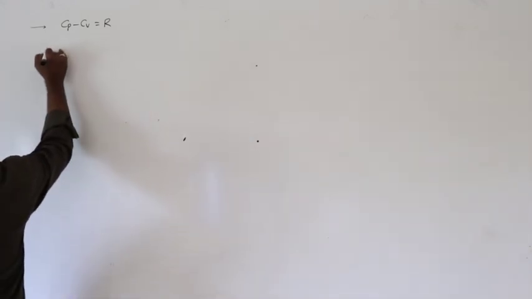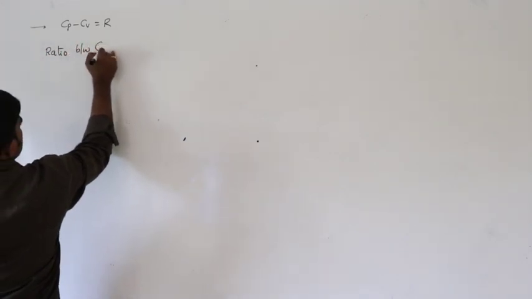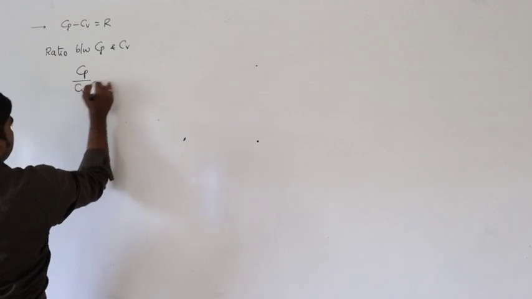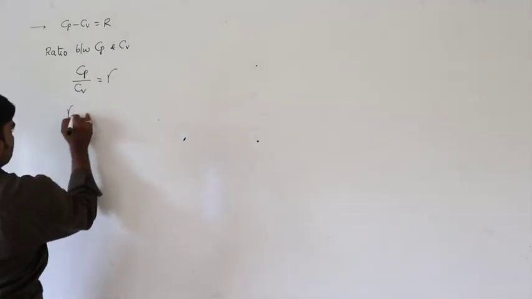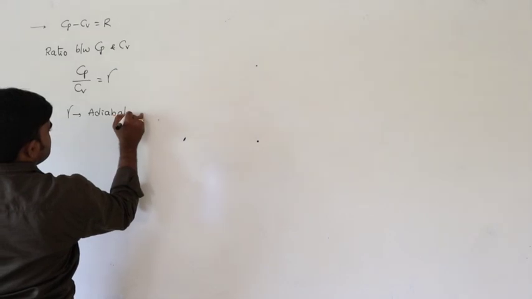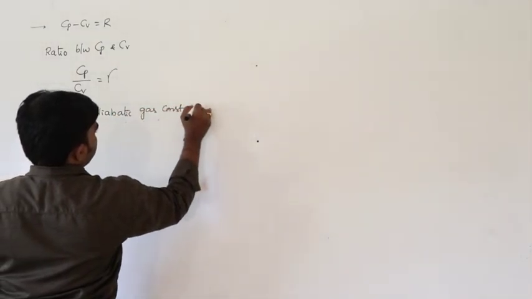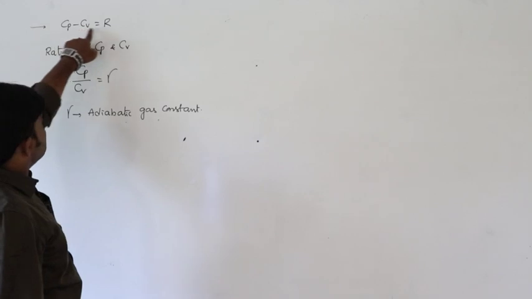The ratio between Cp and Cv is, we know, Cp by Cv is equal to gamma. Gamma is called the adiabatic gas constant. So this difference is called R.